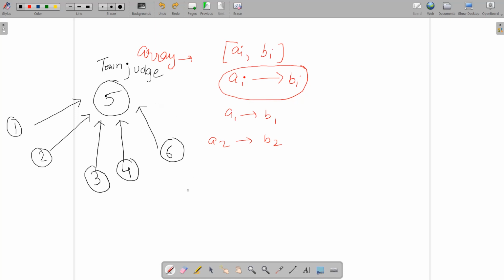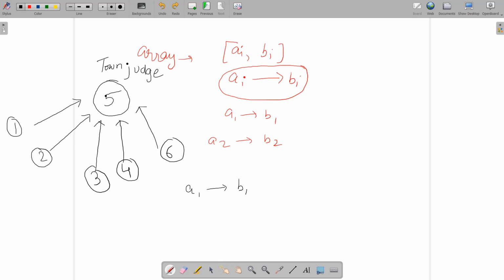Also you can note that I am maintaining a_i to b_i. That's why I am going to check the incoming edges, because we have already drawn the directed edges from the first person to the second person, denoting that person 4 is trusting person 5. In that case, what we need to finally check is that there are exactly n minus 1 incoming edges. It means all the other people except the town judge trust person 5. Then I'm going to say that yes, this person is the town judge.